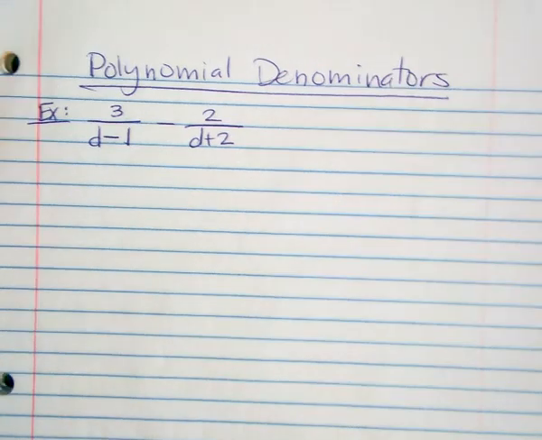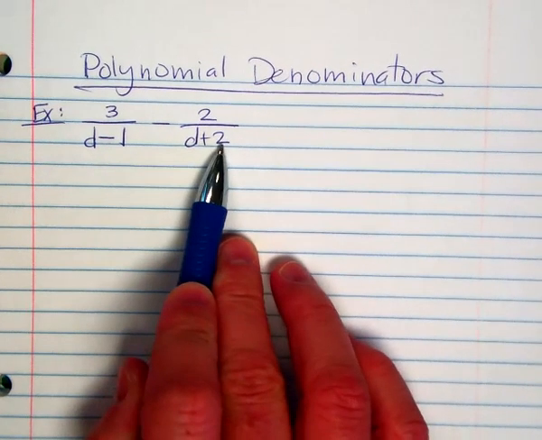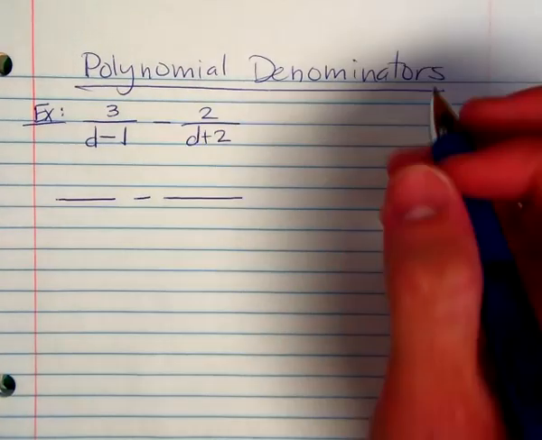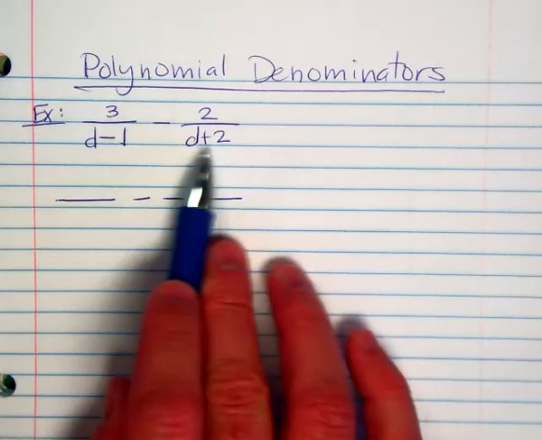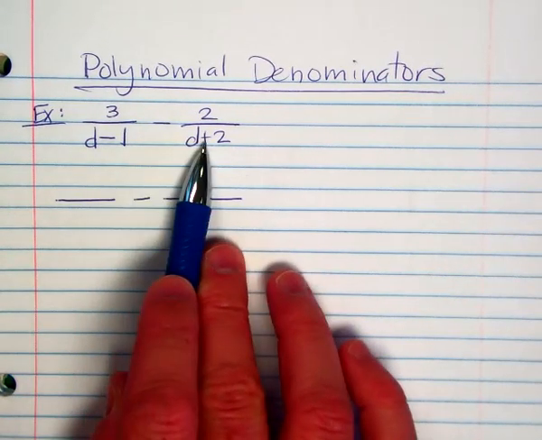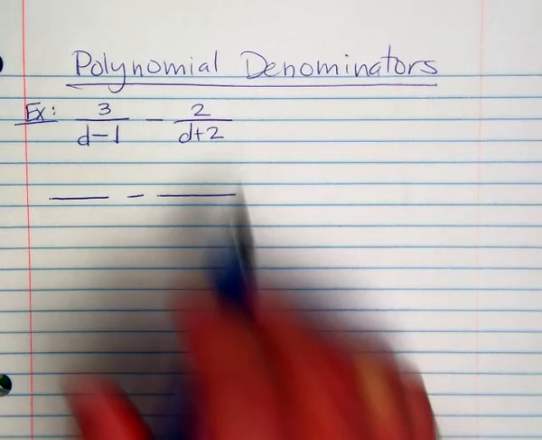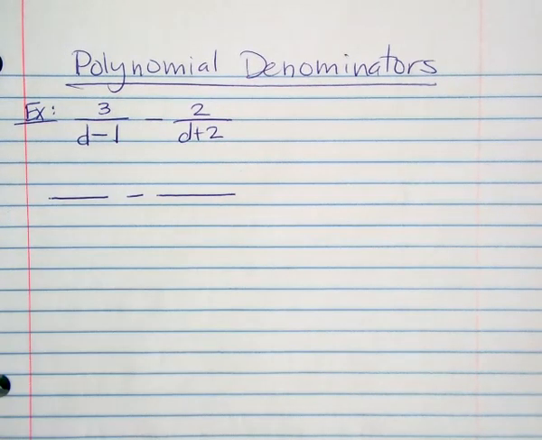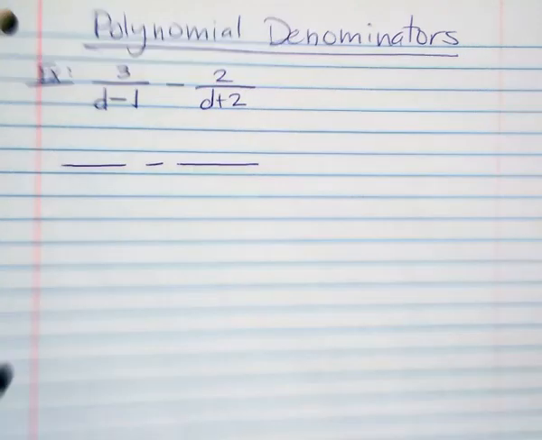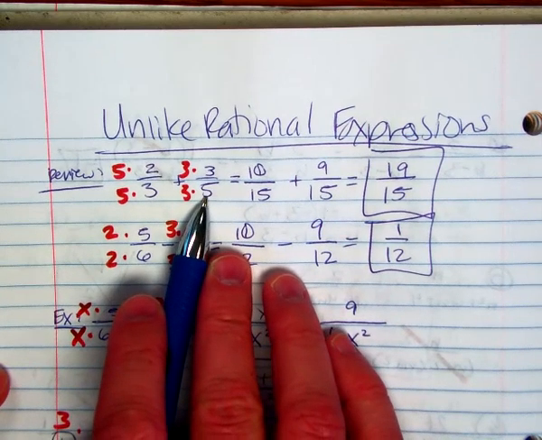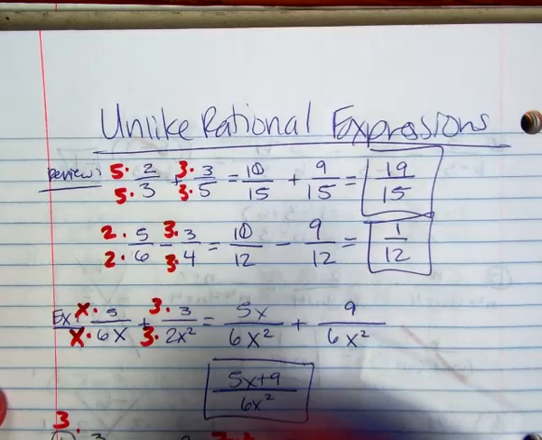For this specific problem, my denominators are d minus 1 and d plus 2. So if I'm going to find a common denominator, since there is no simple multiplication that I can do to make these things the same, I have to just go ahead and multiply them together. Just like we saw here in our review problem, there was nothing I could multiply 3 by and nothing I could multiply 5 by that would make them the same, so I just multiplied them together.